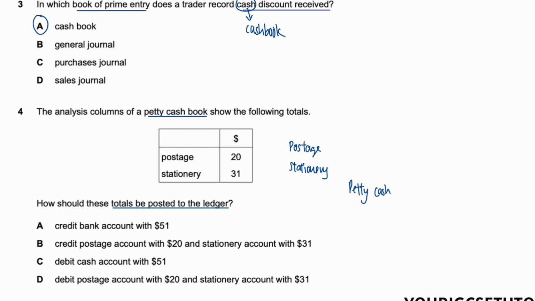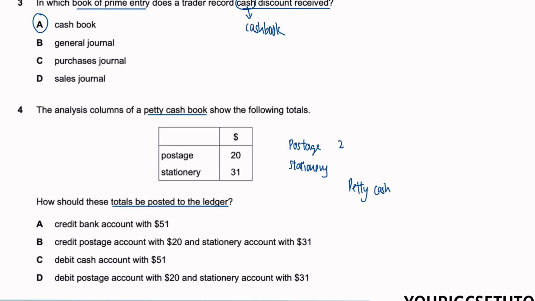Okay, petty cash account. So this should be 20, 31, and petty cash is the sum of it. So it is 51. Yeah, so let's see which one is the correct answer. Yeah, D is correct. Debit postage account with $20 and stationery account with $31.